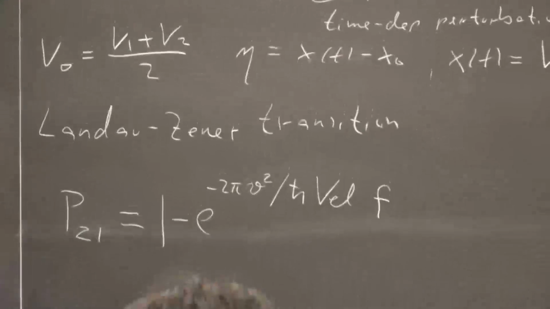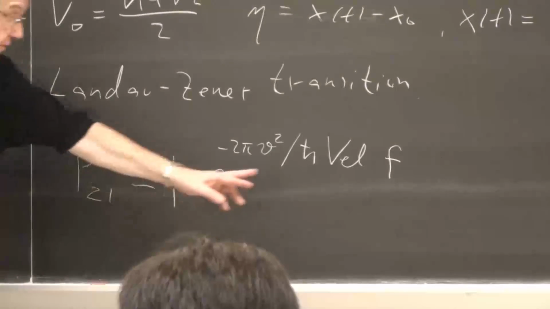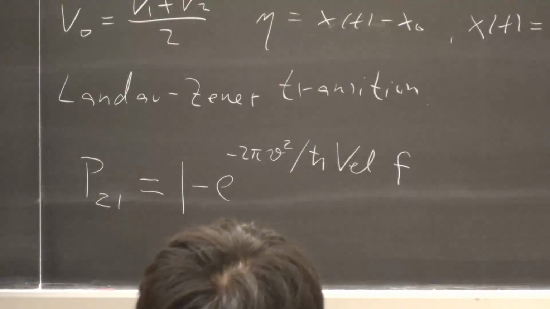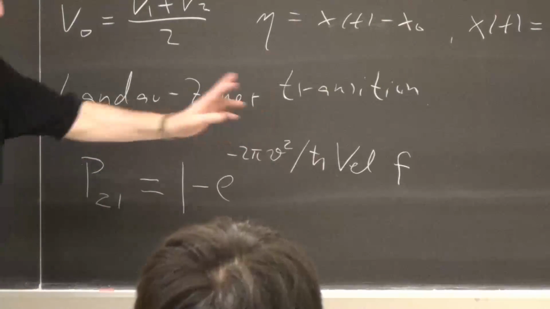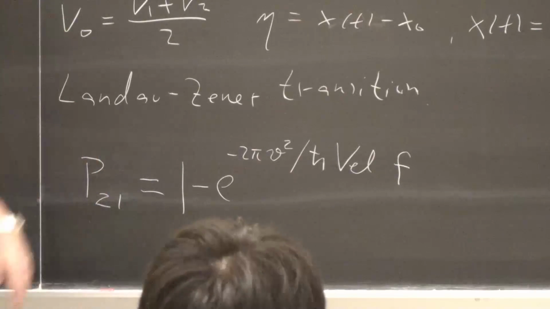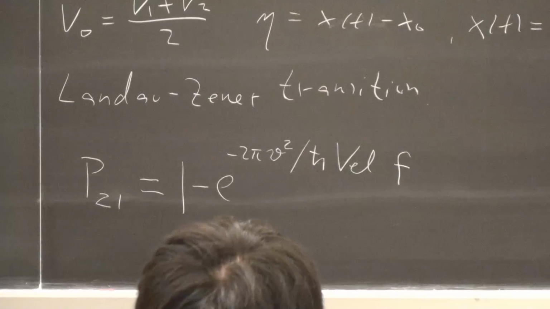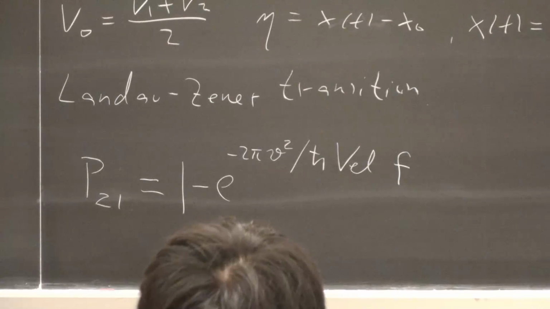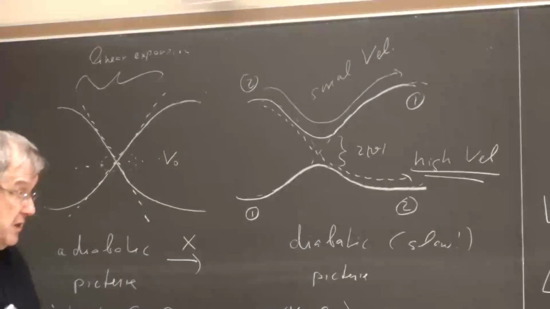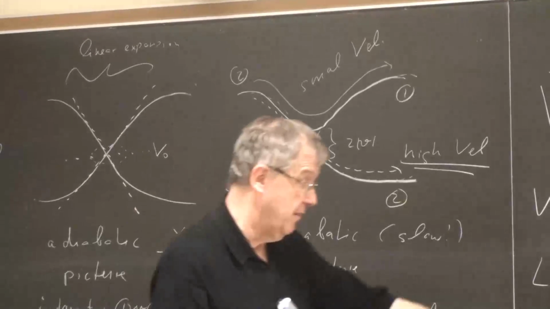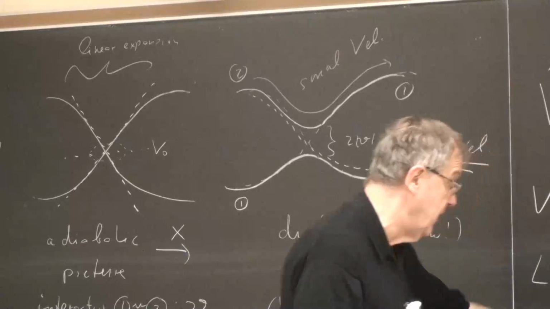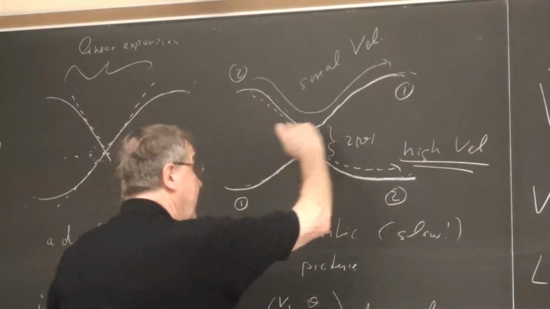So if you look at it now, then you find that if the velocity becomes very large, then this exponent becomes very small, and then we have e to the 0, which is 1. We get 1 minus 1, 0. So if the velocity is very high, we go like this, what we expected. If the velocity is very small, then we have here 1 over 0, means e to the minus infinity, then this one is 0, then this is 1, and then we go like this.